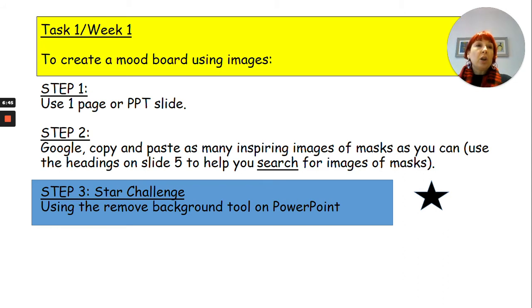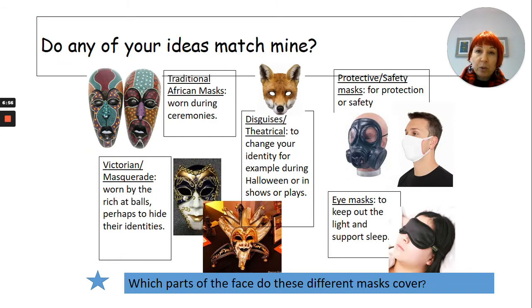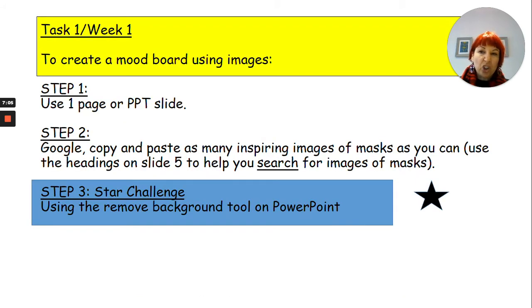You're just going to go onto Google. You're going to copy and paste some images of masks which you find inspiring. You could use the images on slide 5 to help you. So some of those words on slide 5, traditional African masks, disguises. If you put those into the Google search bar, those will support you in finding lots of different images. So you can use that to help you.